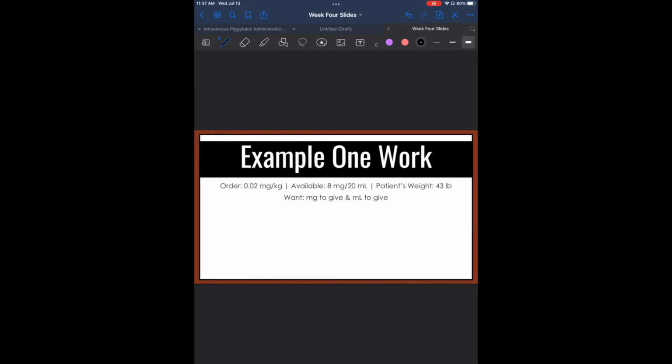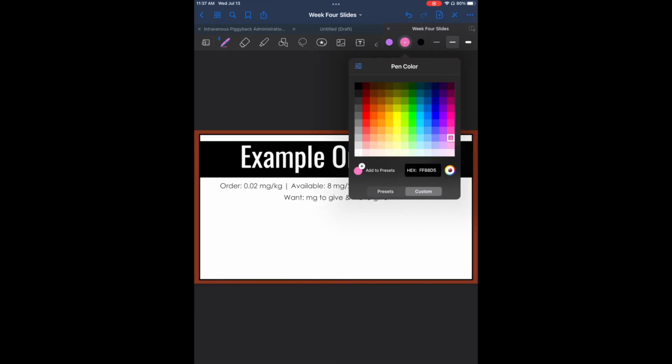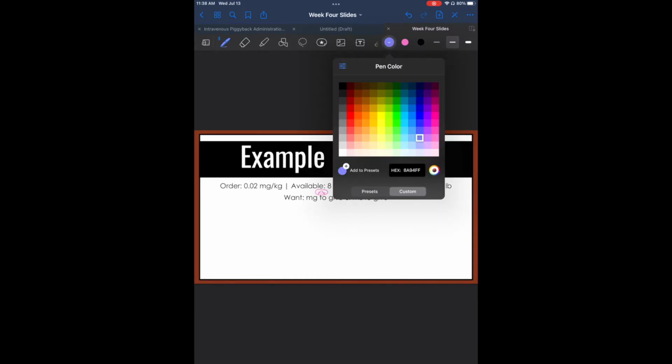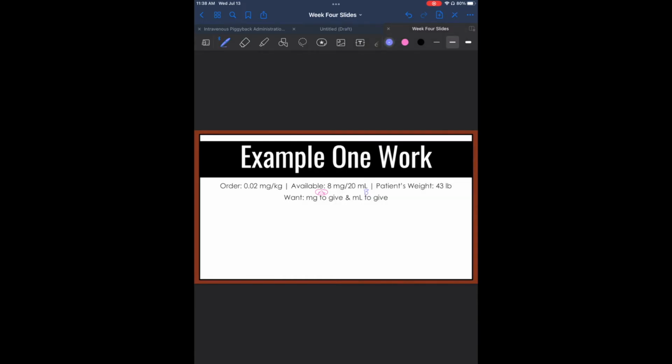All right, so here we have all of our information. Starting out our work again. This will be A. We'll do that in the pink. Let's change it. This will be B, and we'll do it in that blue purple color. All right, so first let's look. We're going to figure out how many milligrams we're going to give our patient.